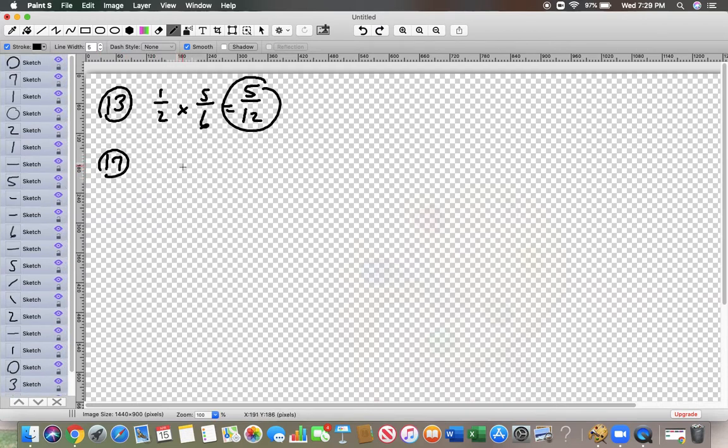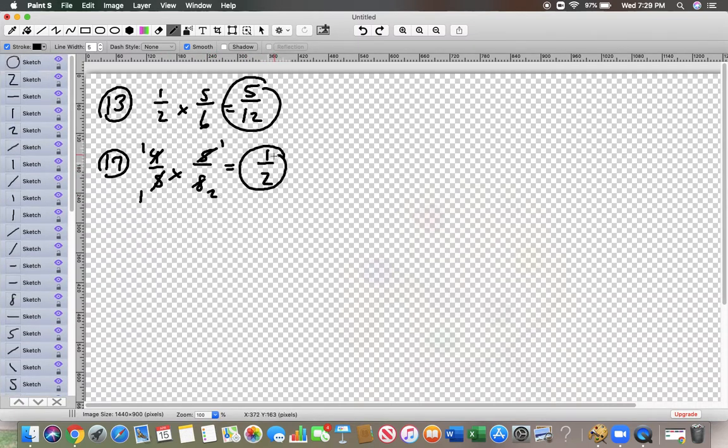I've got 4/5 times 5/8. Again, I can cross cancel. 5 divided by 5 is 1. 4 divided by 4 is 1. And 8 divided by 4 is 2. Therefore, my answer is 1/2. Again, I'm not requiring you to draw pictures just for those ones. We will draw pictures on the next page though.